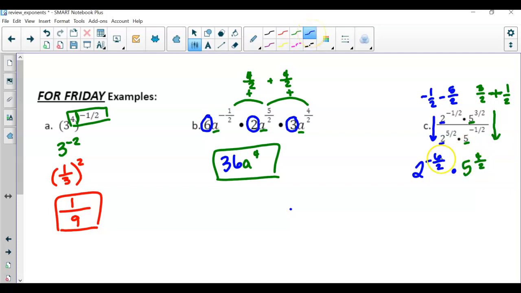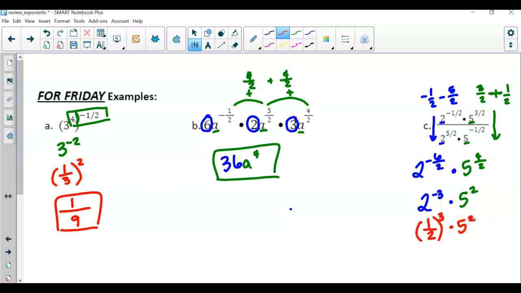Now we can simplify this even further because this is 2 to the -3, from -6 divided by 2, and times 5 squared, from 4 divided by 2. But we're not done because we have a negative exponent here with our base of 2. So let's flip it. The reciprocal of 2 is 1/2, to the third power, times 5 squared.